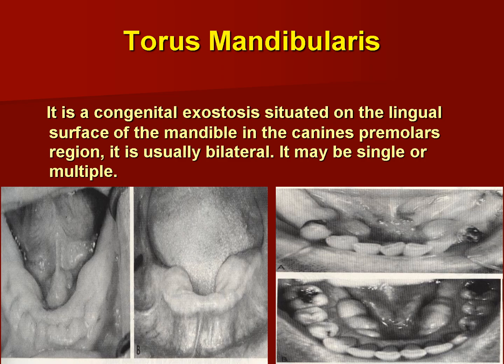Okay, we'll shift into the torus mandibularis. As there's a bone exostosis in the palate, there's a bone exostosis in the mandible, which will also interfere with the stability of the lingual denture flange. Here, it will interfere with the lingual flanges and cause ulceration, of course. And here it is indicated for removal.